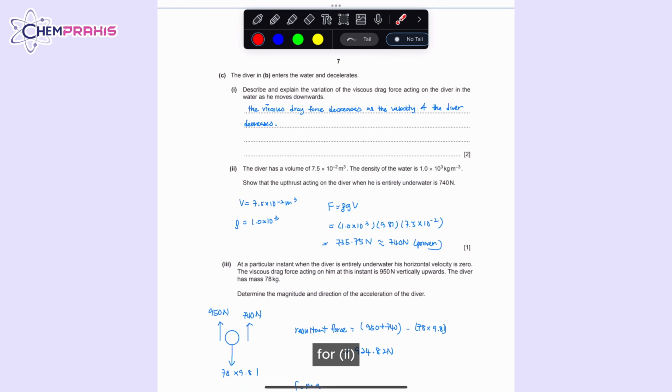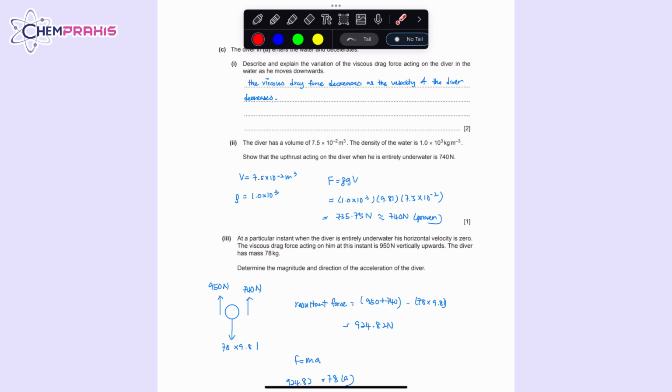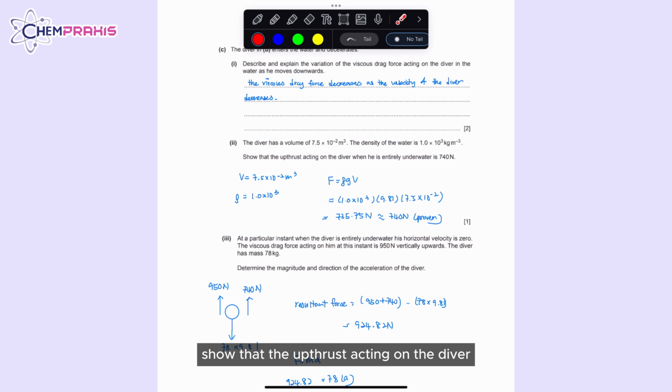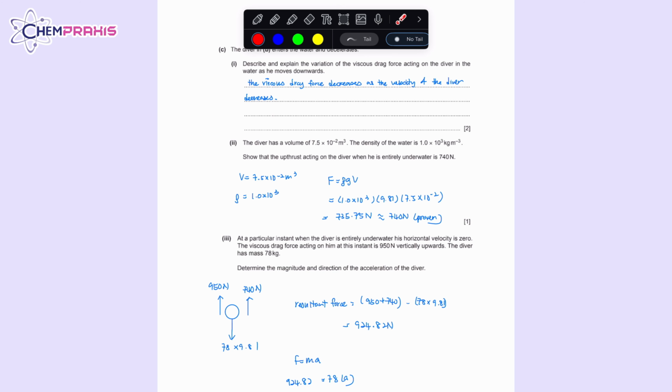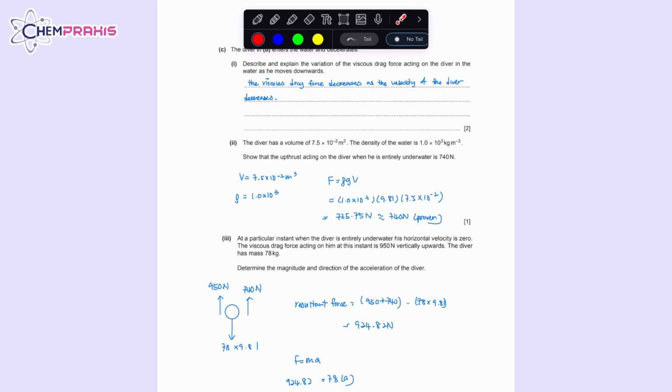For Roman 2, the diver has a volume of 7.5 times 10 to the power negative 2, and the density of the water is 1 times 10 to the power 3. Show that the upthrust acting on the diver when he is entirely underwater is 740 Newton. For upthrust, you have the formula F equals rho g V, and all the values have been given here. You just have to substitute in and get the final answer.